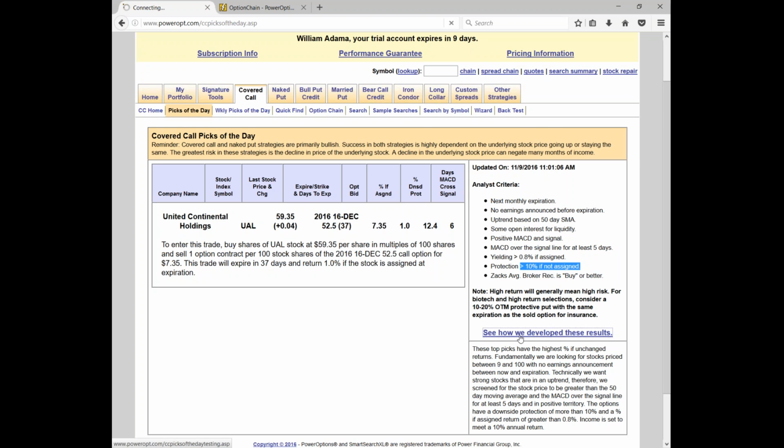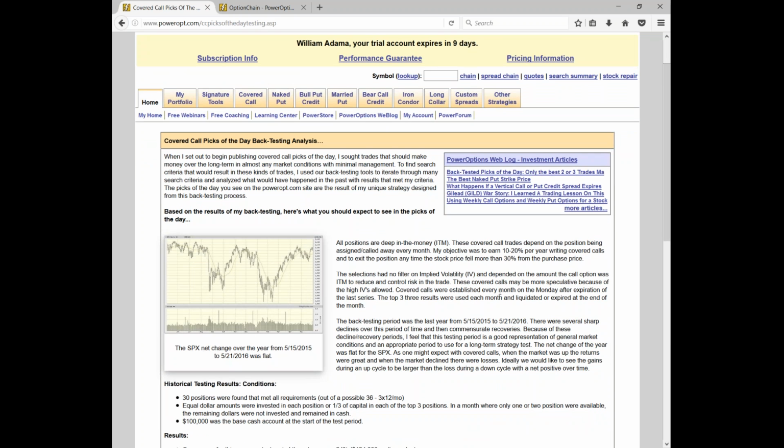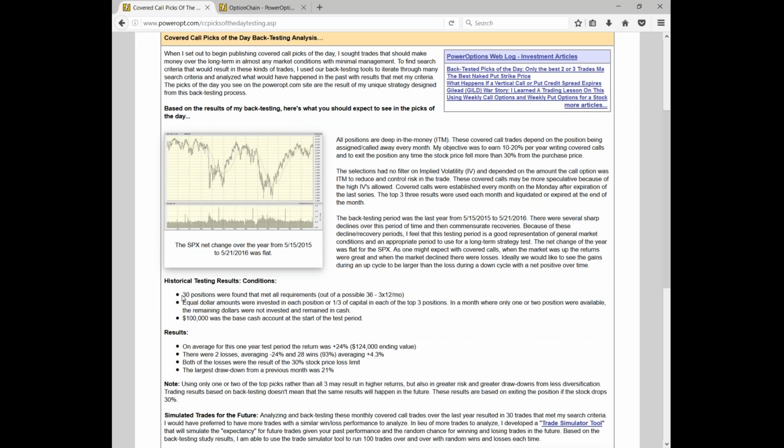Well, you click here on this link to see how we developed these results, and what this walks through is Ernie did many iterations of various criteria using implied volatility. Did that help, looking for higher implied volatility? Did that help or hurt his covered call results over a 12 to 15 month period? Did higher volume help or hurt it? Did higher option premium help or hurt it, for example? And he ran many iterations, and in this particular one, you see here the historical results, 30 positions that were found over a 12-month period. Okay, started off with a $100,000 base account.